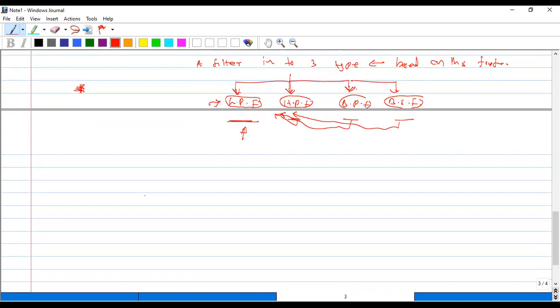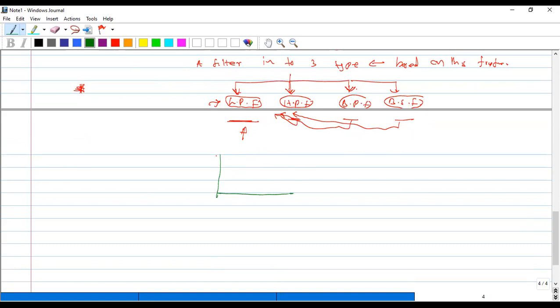Okay, so if we talk about the response of a low pass filter, the low pass filter response looks like this. I think you know this. Actually, this is the ideal. This is the frequency, let's say omega, the frequency in radian per second, and this is H omega, the response. We call this omega c, the cutoff frequency. So this is the ideal response.